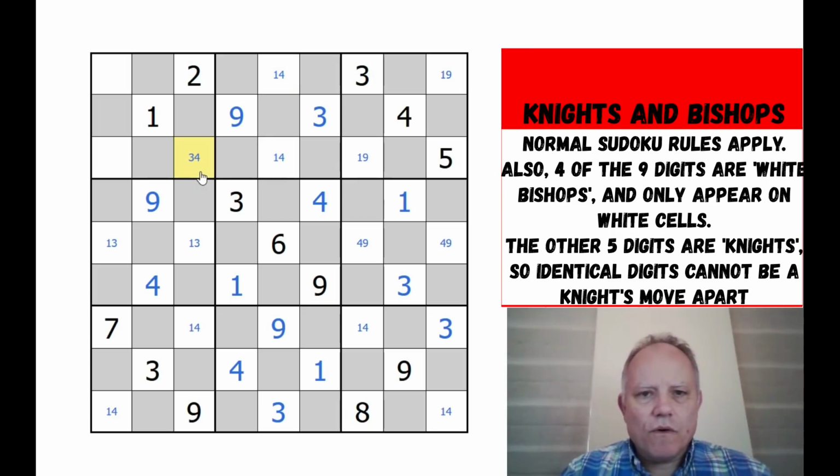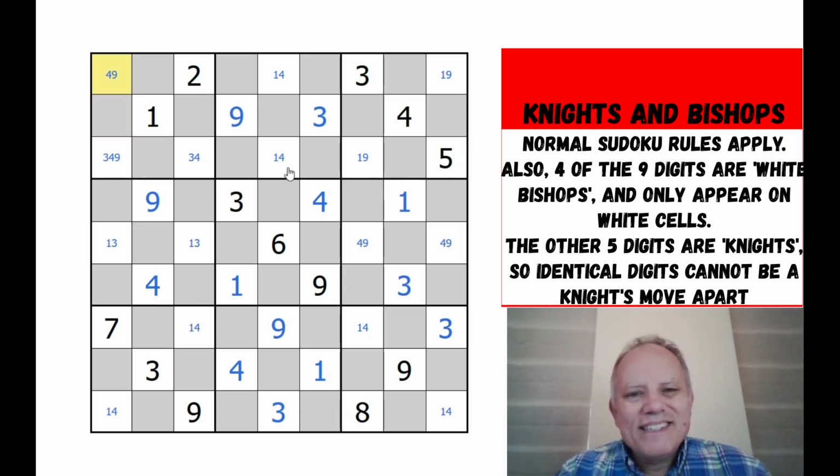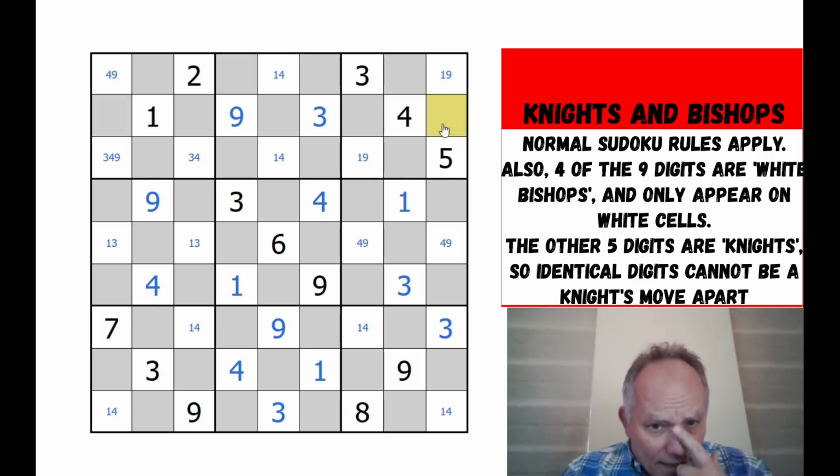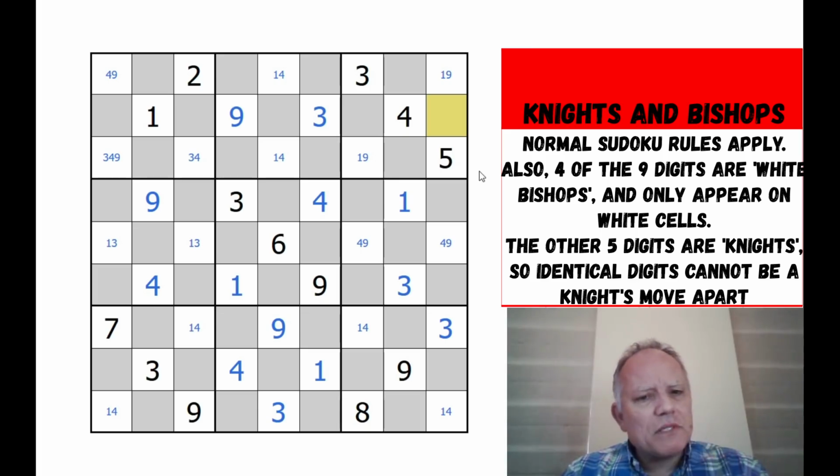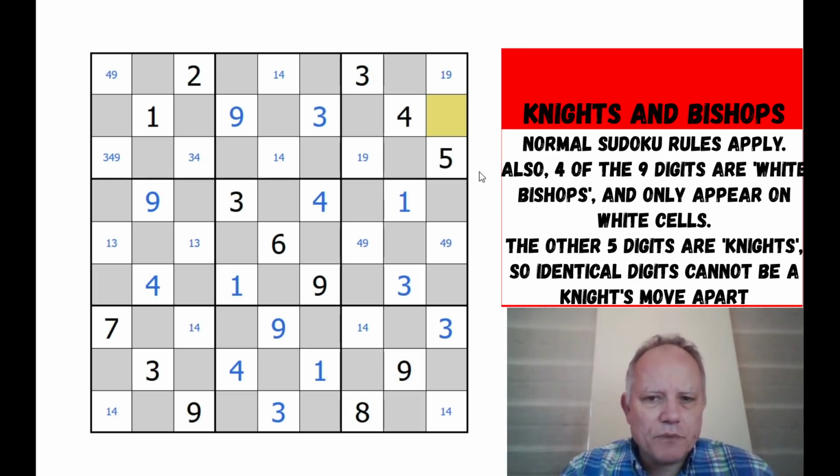That's 3 or 4. This one could be any of 3, 4 or 9. And this one is 4 or 9. I'm surprised here. This puzzle keeps surprising me. We must be able to finish off the bishops without reference to the knights, because they just can't affect what's going on the white cells once they start coming in.